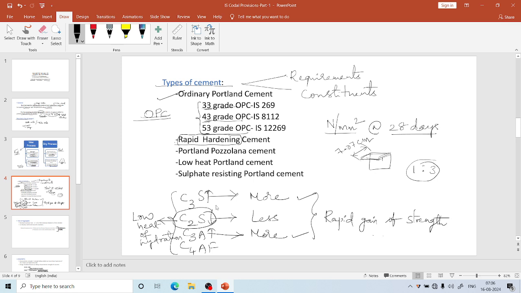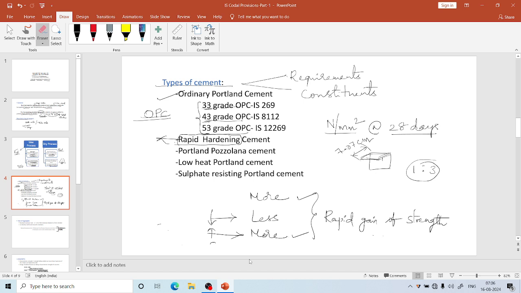So why is this rapid hardening cement required? Suppose we are repairing roads, and we want to remove formwork very early. In that case, the cement should harden very quickly. So in those cases we use rapid hardening cement, and to obtain it, we have to increase C3S and C3A, and reduce the C2S component.